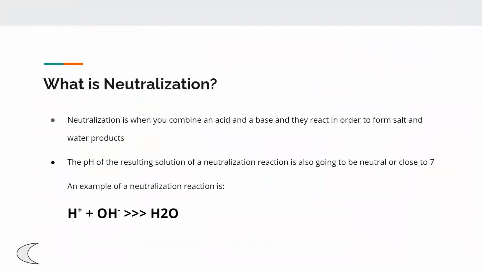So another concept that we should understand before continuing on into our experiment is, what is neutralization? Well, neutralization is when you combine an acid and a base and they react in order to form salt and water products. And usually the pH of a resulting solution of a neutralization reaction is also going to be neutral, or very close to 7. A very simple example of a neutralization reaction is an H+ ion, or a proton, plus a hydroxide ion. And when those two combine, they make H2O, or water.